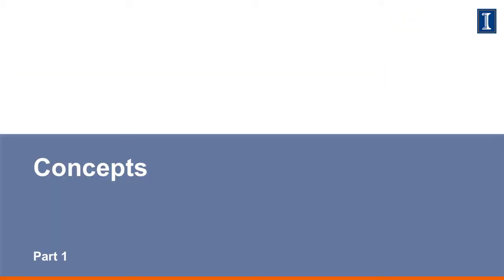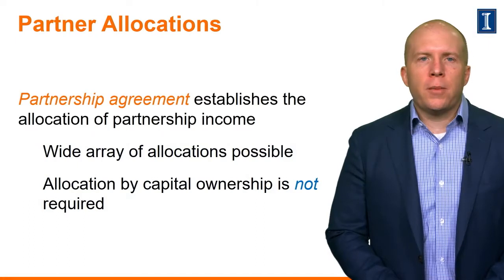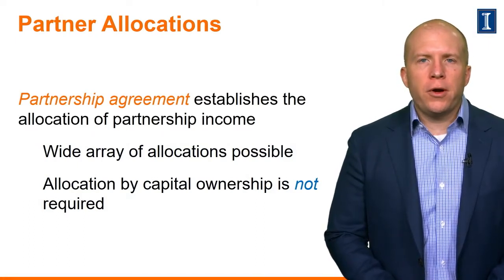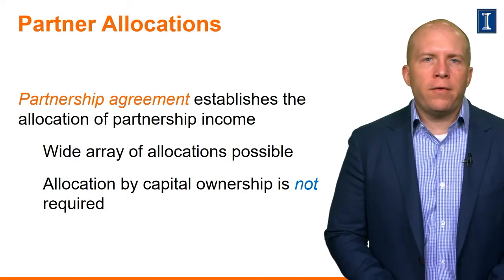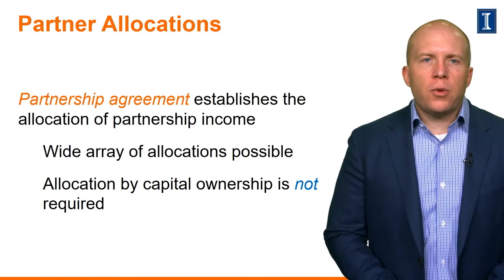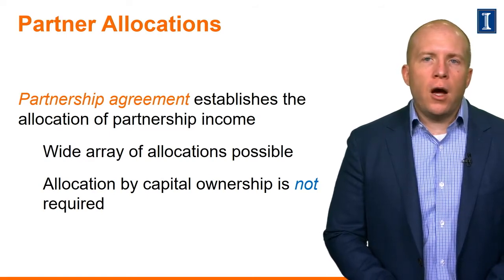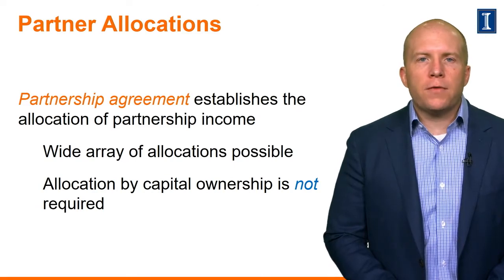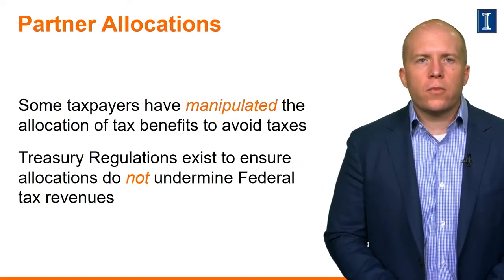The allocation of partnership income to partners is established by the partnership agreement. As a contract governed by state law, the partnership agreement can specify a very wide array of allocations, whatever the partners agree to in most cases. As a result, profits and losses and cash flows are not required to be allocated by reference to a partner's capital ownership, which is often a requirement for most corporations.